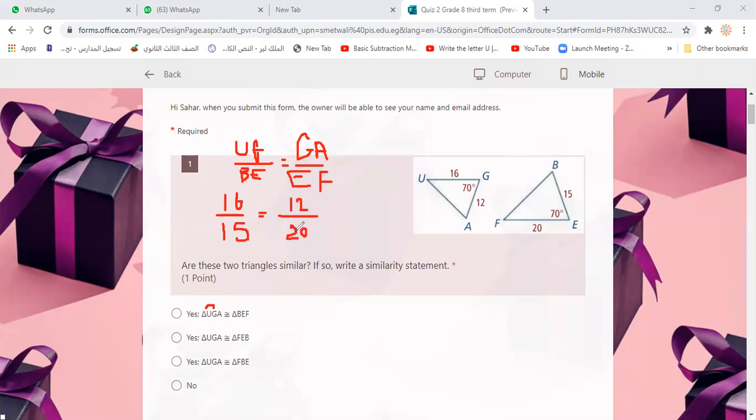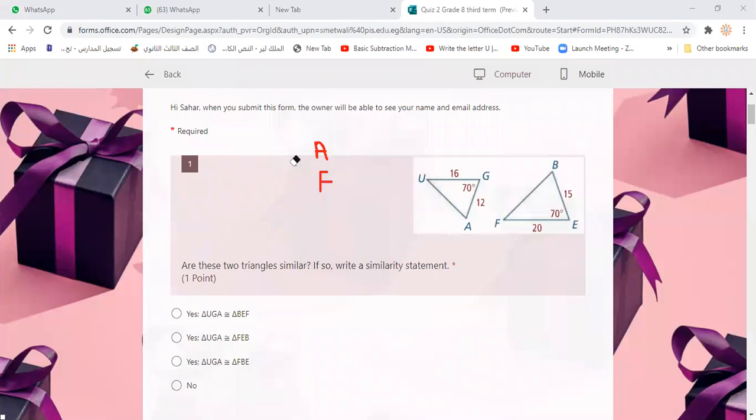When we simplify, we have 16 over 15, which I can't simplify, and 12 over 20, which will be divided by 4 equal 3, and divided by 4 equal 5. They are not equal, which means they are not proportional. So the first choice, we will not accept it. Let's move to the next choice.